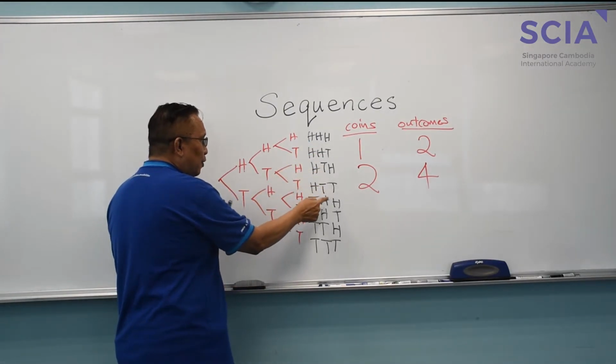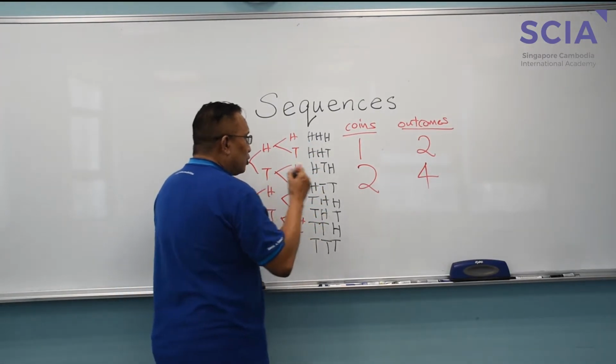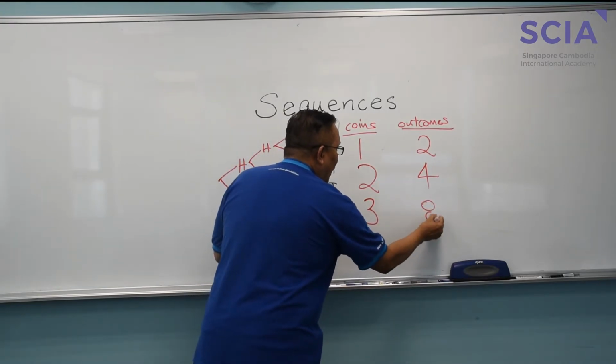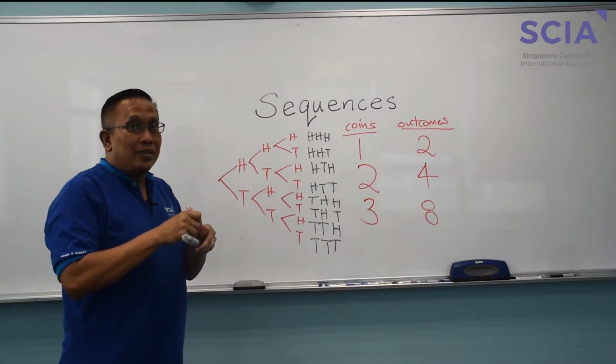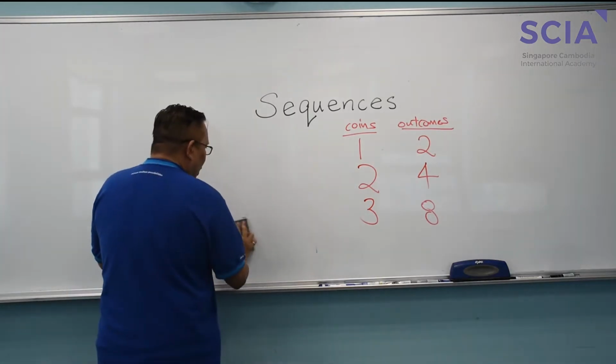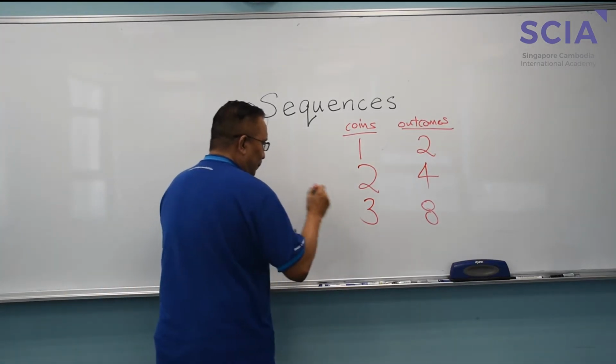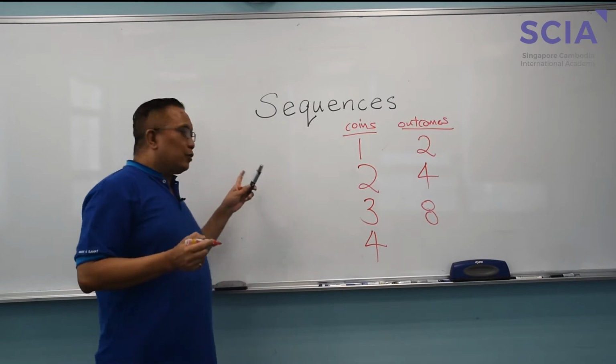1, 2, 3, 4, 5, 6, 7, 8. So with 3 coins, I can have 8 possible outcomes. We have done this already. I'm just reviewing. What about if I have 4 coins and I don't want to do that?